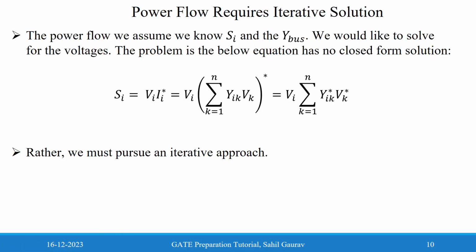Now in this power flow, we assume that we know S_i at the buses, and we would like to solve for the voltages. The problem is that the below equation has no closed form solution. We know the power and the bus admittance matrix, and we want to solve for the bus voltages, but this equation has no closed form solution. Therefore, we must pursue an iterative approach.